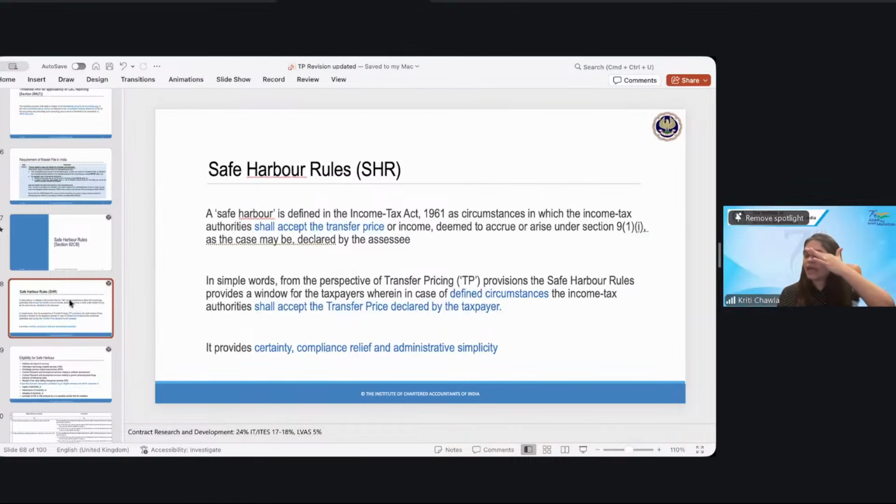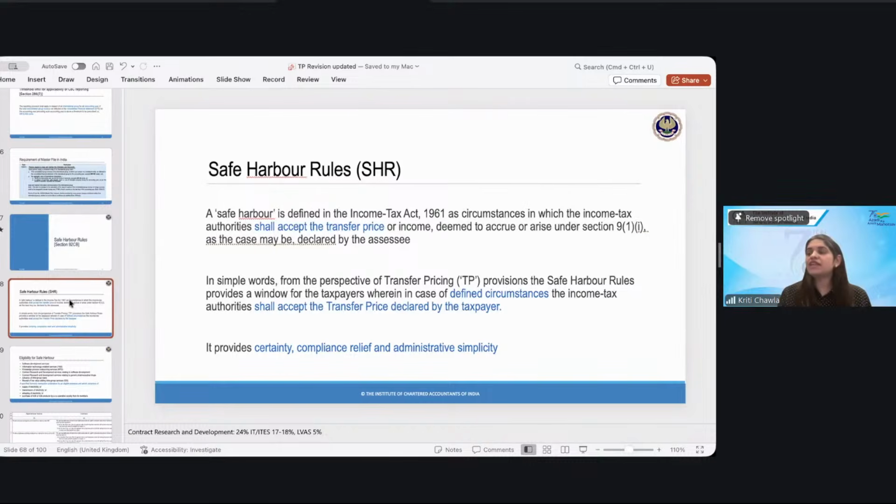Now, just to give you a background, there was a lot of dispute relating to the margin which is earned by related party transaction. So, if a related party transaction is in contract research and development, the margin that they were earning in India, let's say, was 15%. Now, the tax authorities said that no, 15% was not sufficient, but the taxpayers said that no, 15% was fine. So this is the reason there was a lot of dispute, and this is the reason they came up with something called the safe harbor rules.